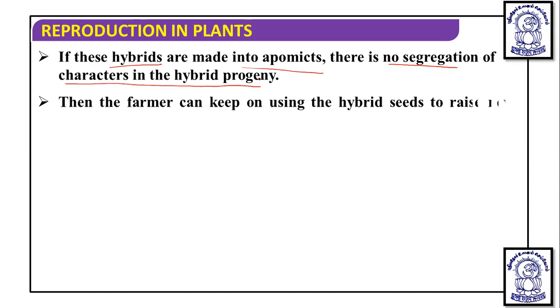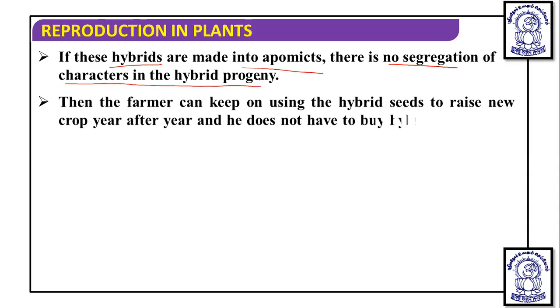Then the farmers can also keep on using the hybrid seeds to raise a new crop year after year, and he does not have to buy hybrid seeds every year. They can produce the hybrid, and that hybrid can be used to produce a new hybrid plant by apomixis, and that new hybrid plant will again give seeds. Those seeds will be used for the production of a new hybrid again, and this will go on.